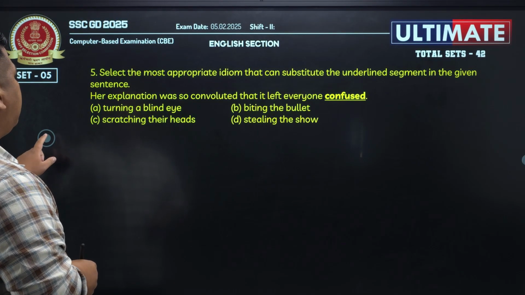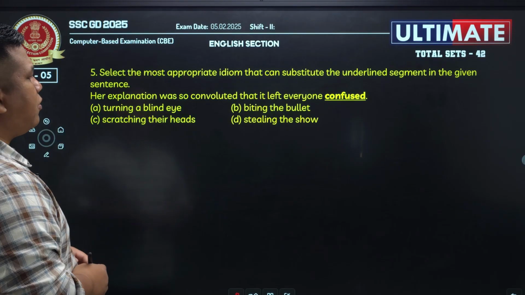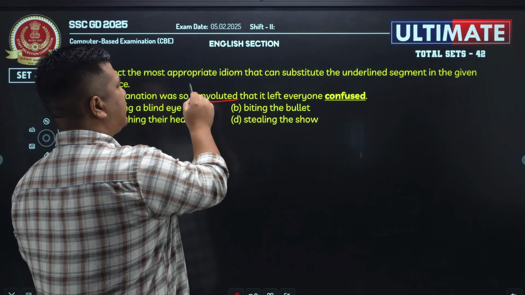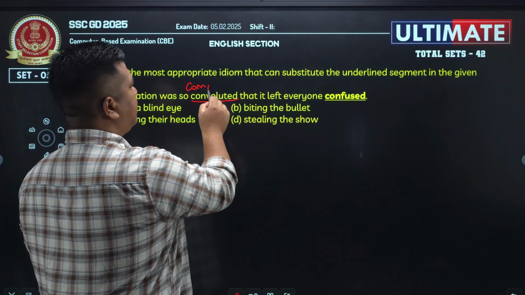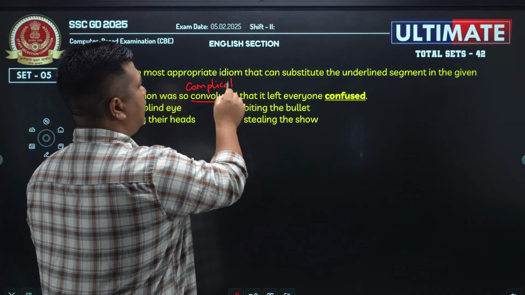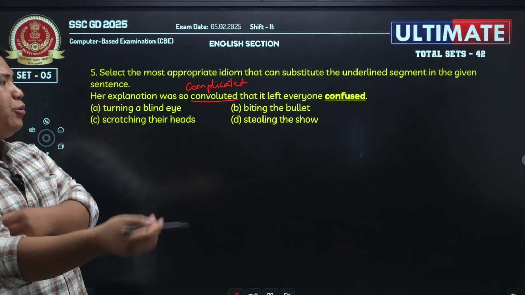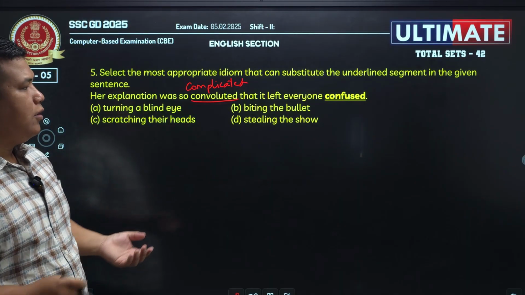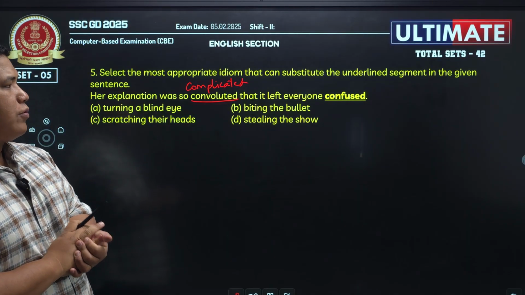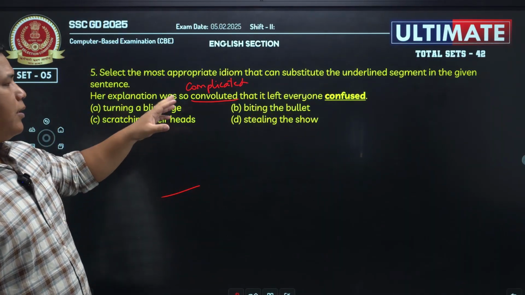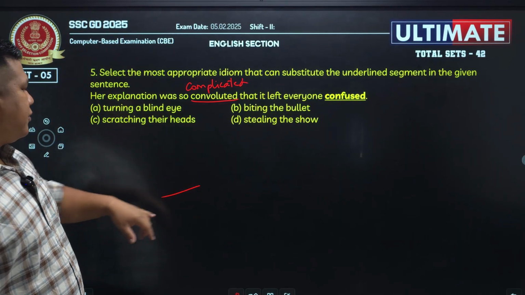Another idiom. Her explanation was so convoluted. Convoluted means twisted, complicated. Very difficult to understand. Twisted. Convoluted. That it left everyone confused. A complicated, confused.